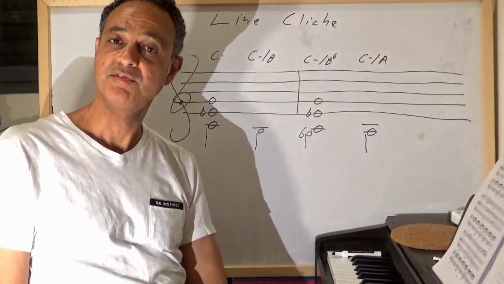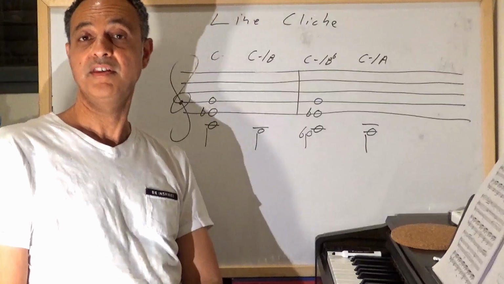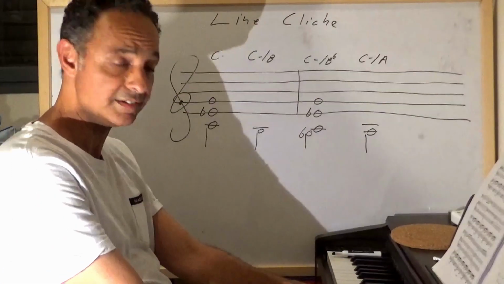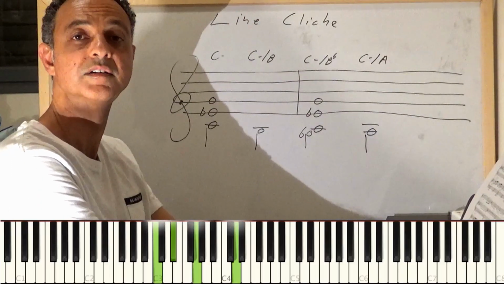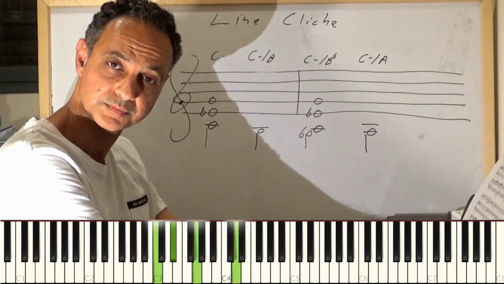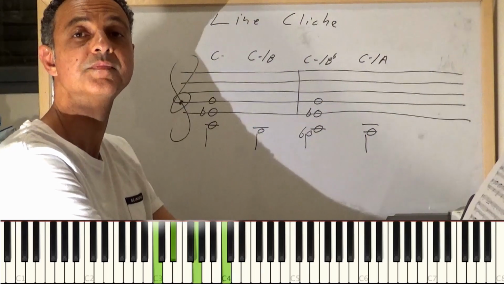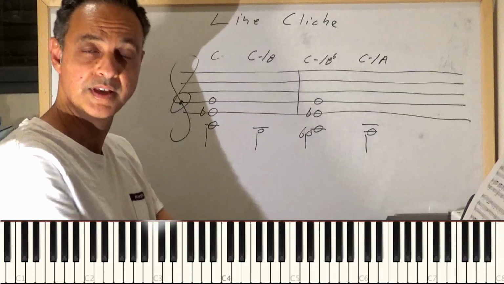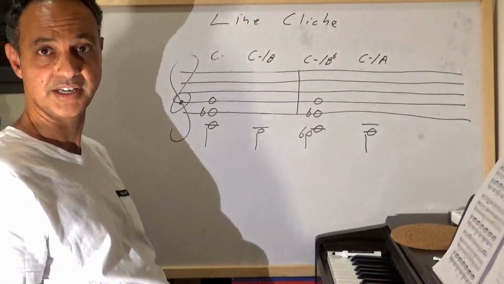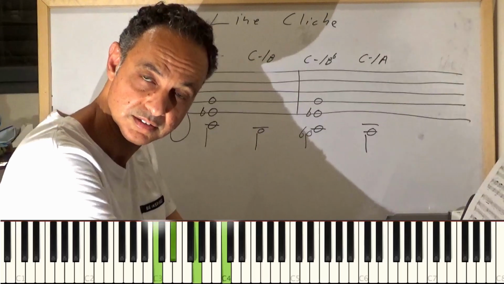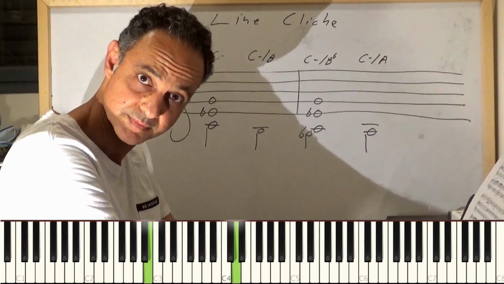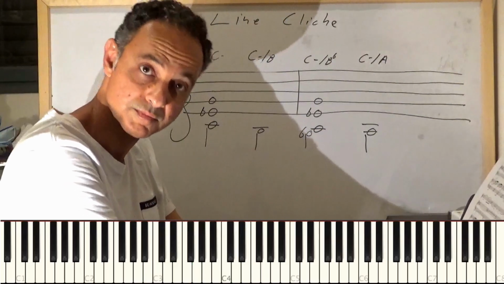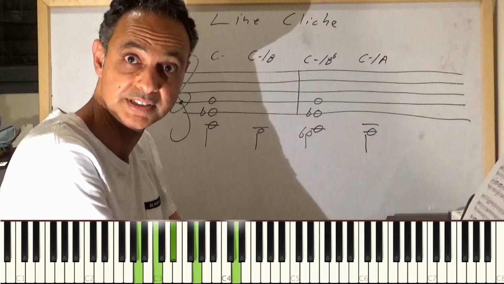Let's take a look at My Funny Valentine of Rodgers and Hart. There we have four measures of C minor. And the melody goes like this. Now, let's try to hear it with the line cliche. It will sound like this. And the melody continues.